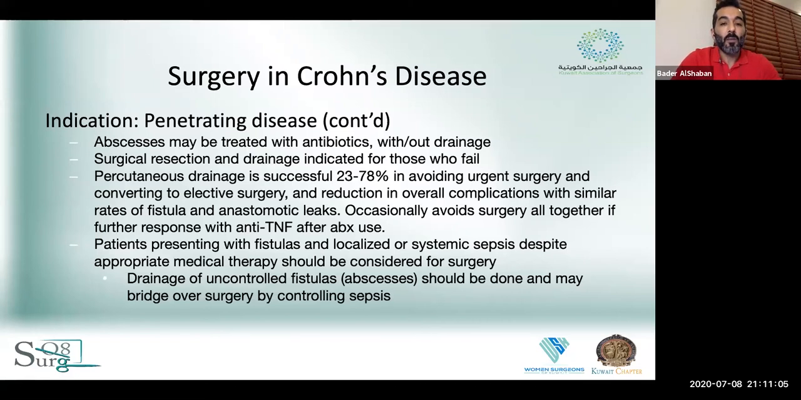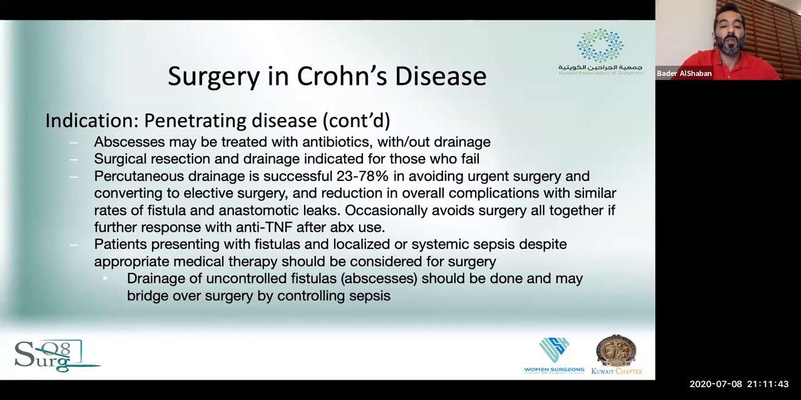Obviously, the patients that fail percutaneous drainage will require surgical resection. But it is important to know that percutaneous drainage is successful in about 1/4 to 3/4 of those patients, and is successful in converting an emergency surgery into elective surgery with a reduction in overall complications with a similar rate of fistulas and anastomotic leaks. Occasionally, with certain patients that have an excellent response to anti-TNFs, it might avoid surgery altogether if they show good response.